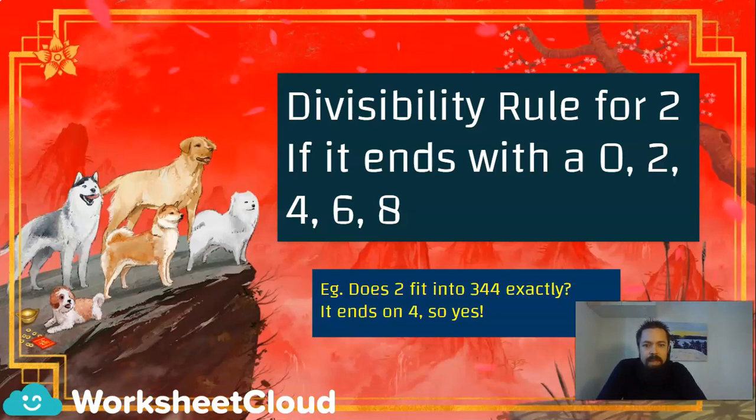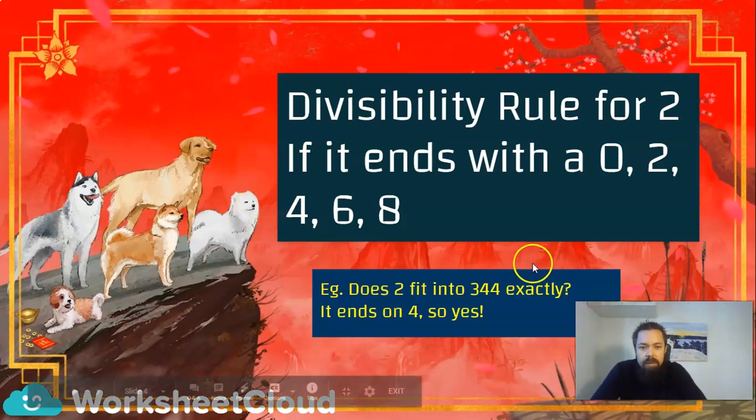So the divisibility rule for 2: a number is divisible by 2 if it ends on a 0, 2, 4, 6, or 8. In other words, if it's even, it's divisible by 2. So looking at an example, we will look at some more examples. But does 2 fit into 344 exactly? I don't have to work out the answer, but I do know that because it finishes on a 4, which is one of the numbers, then 2 goes into the whole number. So I know that 344 is exactly divisible by 2. 2 will fit into that.